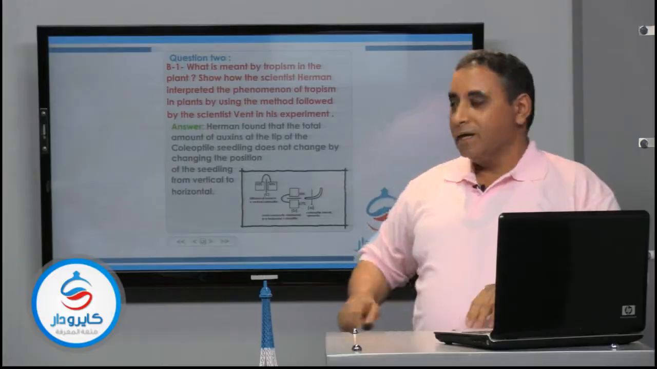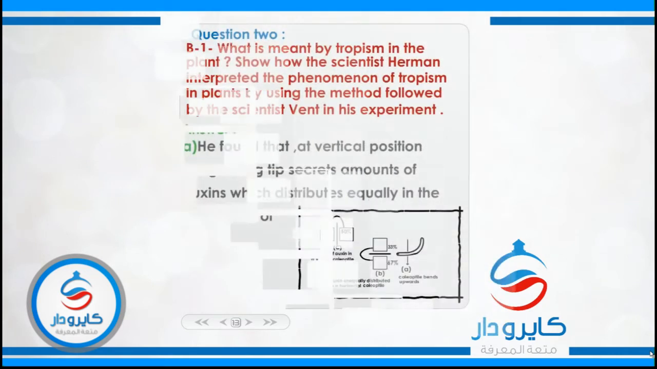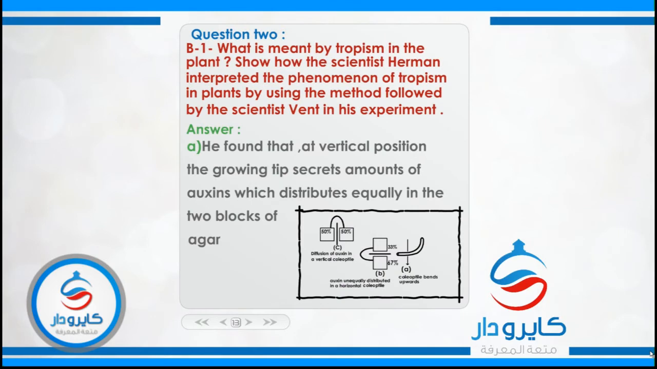The high concentration of auxin accelerates the growth of the stem cells facing the gravity, and the low concentration, 33%, inhibits the growth of the upper side, away from the gravity, so the stem bends away from the gravity. This is called negative geotropism. But in the case of the root, the high concentration of auxin at the side facing the gravity, 67%, inhibits the growth of the root, but the upper side, away from the gravity, containing 33%, accelerates the growth of the root cells. So the upper side of the root grows faster than the side facing the gravity, curvature takes place in the root, and the root shows positive geotropism.